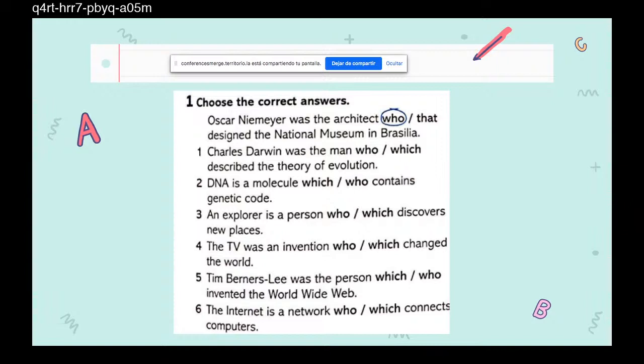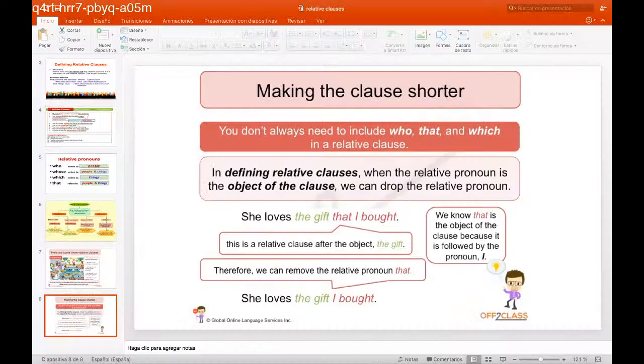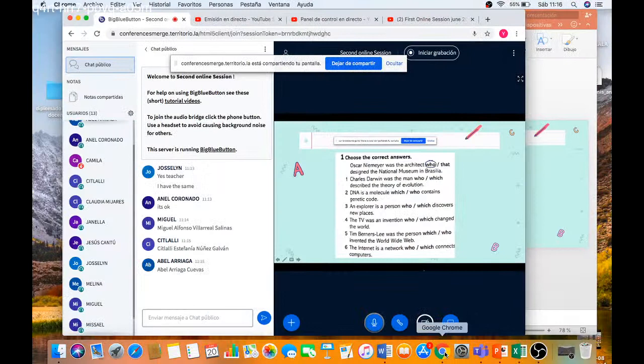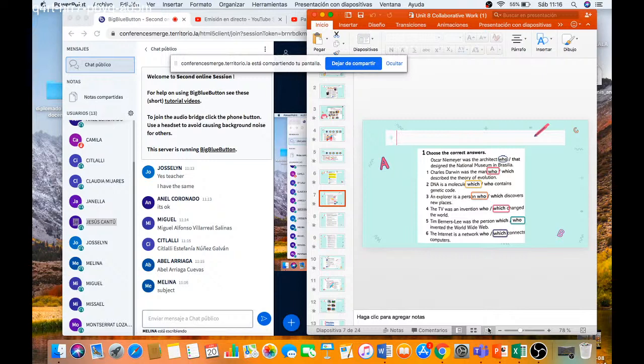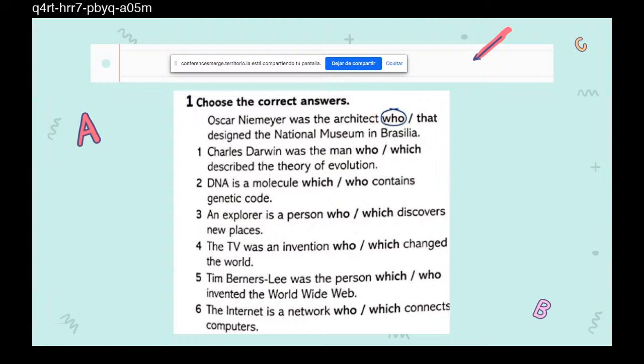And it says that Oscar Niemeyer was the architect who designed the National Museum in Brasilia. Who makes reference to people? It's a subject, right? Number one, it says that Charles Darwin was the man who or which described the theory of evolution. As we know, we are making reference to what? Subject or object? What do you think in number one? Does it refer to subject or object? Subject, right? So as we said, when we have a subject, we are going to use who.